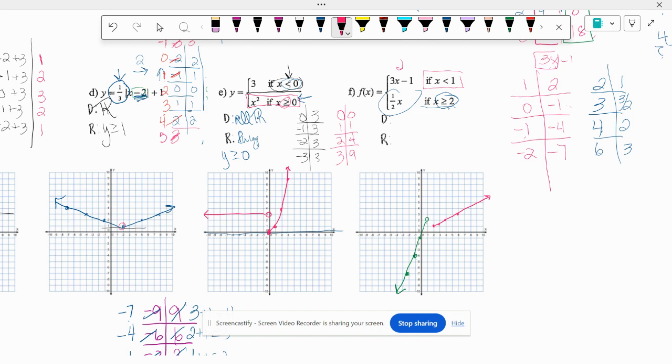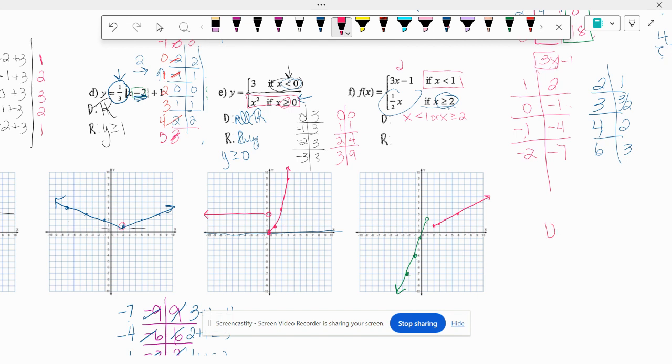So let's talk about our domain. We have a gap in our domain, right? So our domain is all of the x values that are less than 1 and all of the x values that are greater than or equal to 2. So we want to write this as a compound. Well, we could write it as a union. I don't know if you guys are doing set notation or not. I don't know if you guys are doing the union.